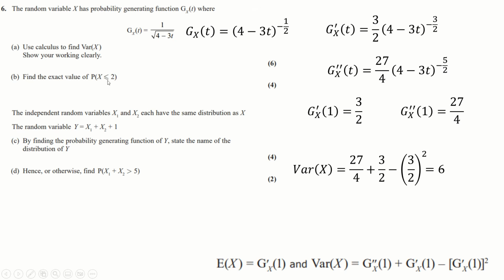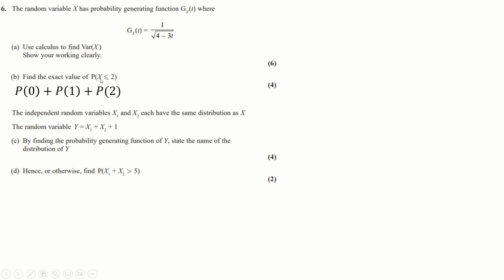A couple of ways you could do this, but the way that I did it was to say that P of X less than or equal to 2 is the same as P of 0 plus P of 1 plus P of 2. And the whole point, or something that's really nice about probability generating functions, is that when you write them in their polynomial-like form, so it's something t plus something t squared plus something t cubed and so on, those coefficients just tell you the probability of being a certain number. So the coefficient of t squared tells you the probability of being 2, or the coefficient of t cubed, the probability of being 3.